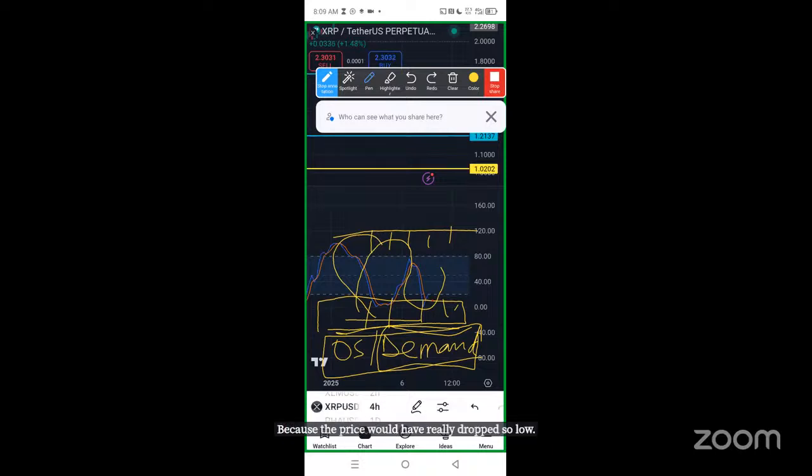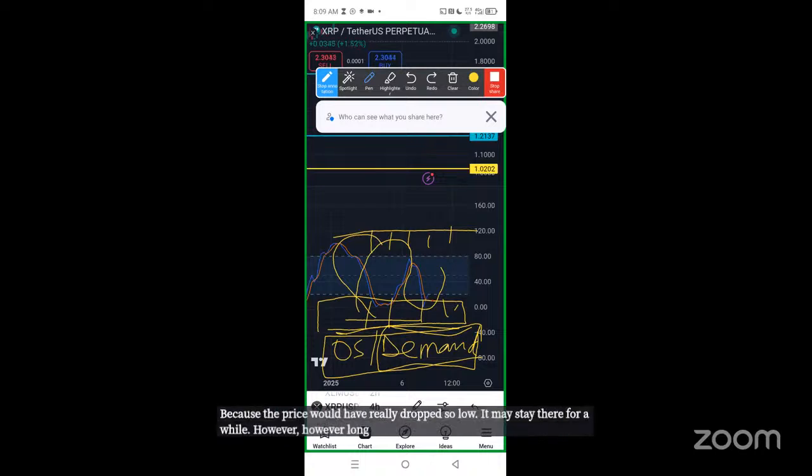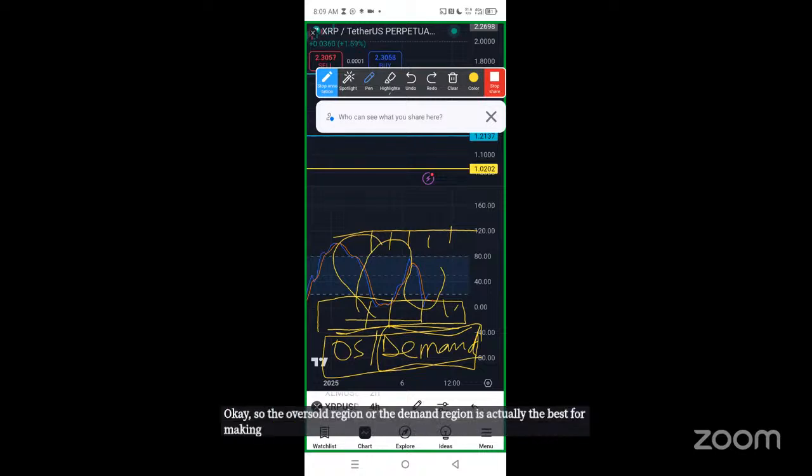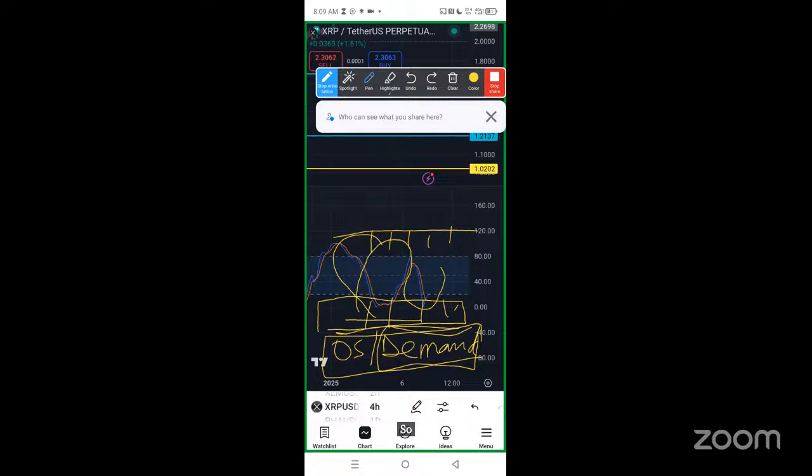It may stay there for a while. However long it may stay there, just know the price is low. You will soon be riding in good profit if you're patient. So the oversold region, or the demand region, is actually the best for making trade entry. If you're using this indicator and you find the lines have dipped within the oversold region, that is the demand zone. Please make trade entries.